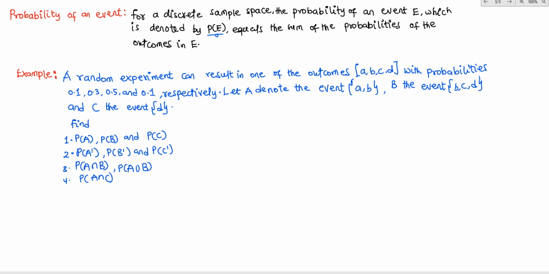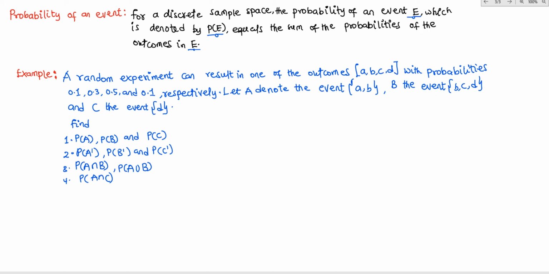In this video, we are going to learn about the probability of an event. For a discrete sample space, the probability of an event E, which is denoted by P(E), is equal to the sum of the probabilities of the outcomes in the event E. So that's what the probability of an event means.